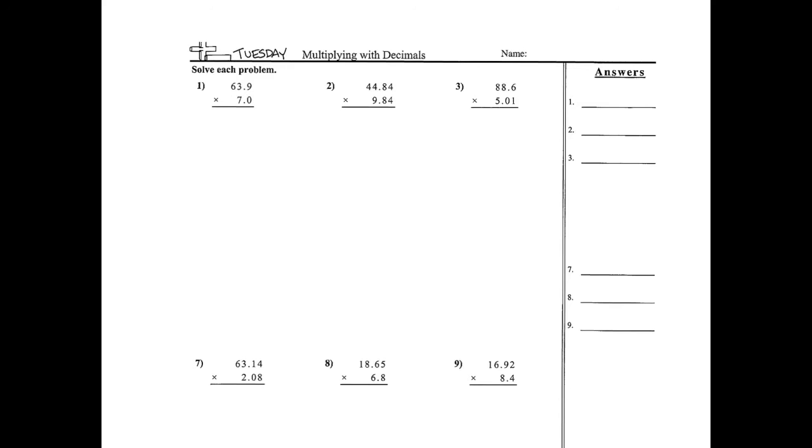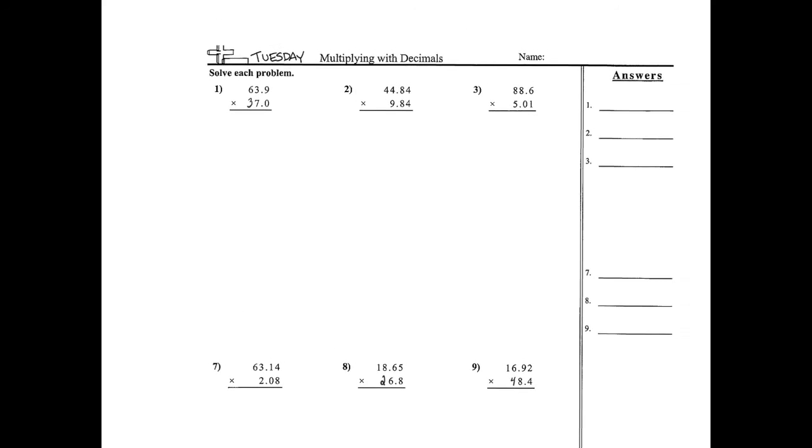So, this first problem, let's make it 63 and 9 tenths times 37. The second problem is fine how it is. Let's go down to number 8, and let's make it be 26.8. And then let's go to the very last problem and make it be 48.4. So these are your only 4 or 6 problems that you need to do.